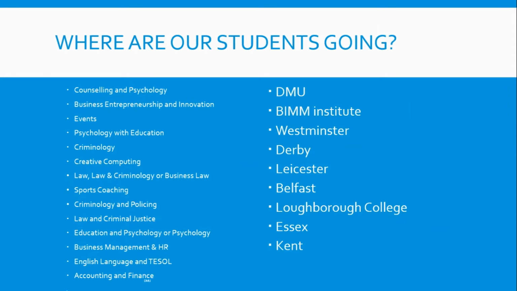And just to give you an example of that, these are the courses this year's students have had offers on. So we've got counselling and psychology, business entrepreneurship and innovation, events, psychology with education, criminology, creative computing, law and criminology, business law, sports coaching, criminology and policing, law and criminal justice, education and psychology, or just psychology, business management and HR, English language and TESOL, accounting and finance. And they are from a range of different universities.